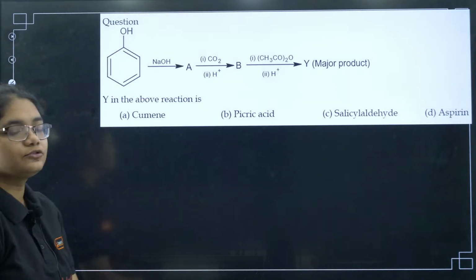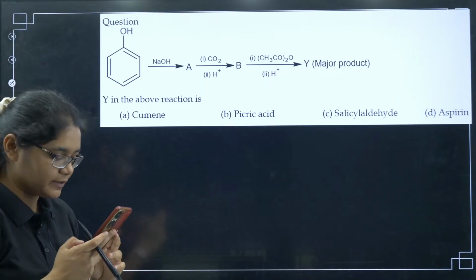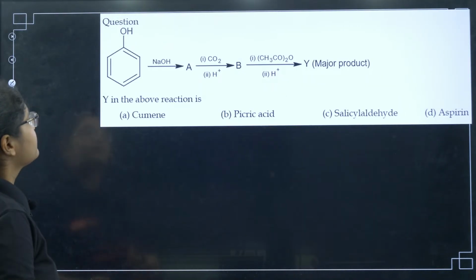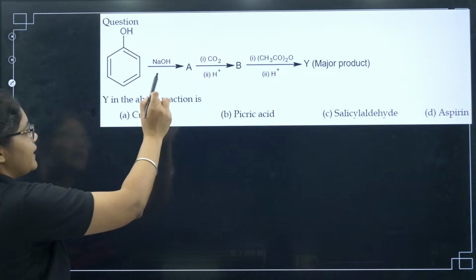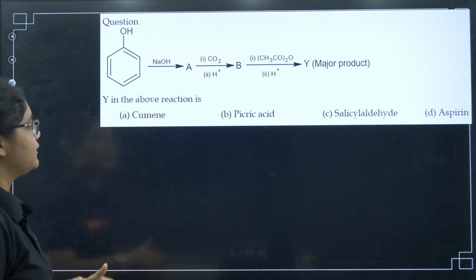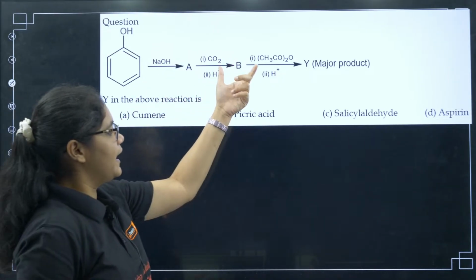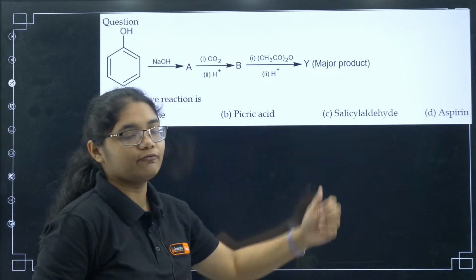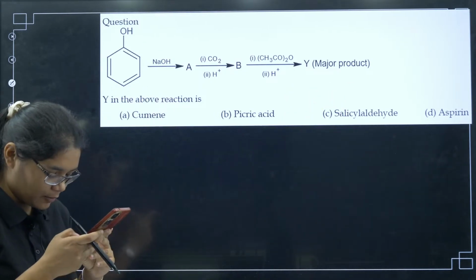Next question, let's do the next question. Can we answer the next question quickly? You have phenol and NaOH, you are treating it with A, then you are giving CO2 plus B, and then you are giving this compound, and Y is the major product. What is the compound here?